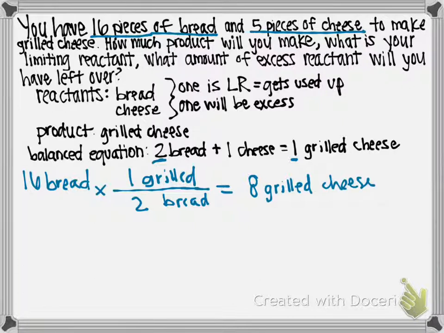Okay, so now we're going to look at the other reactant, 5 pieces of cheese, and do the same thing, figure out how much product you're going to get. Match units diagonally. If you look, you have 1 cheese to 1 grilled cheese. If you multiply that out, that's going to give you 5 grilled cheese.